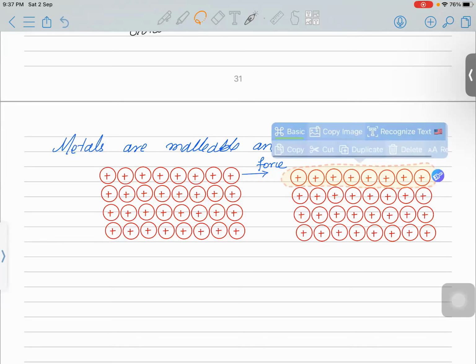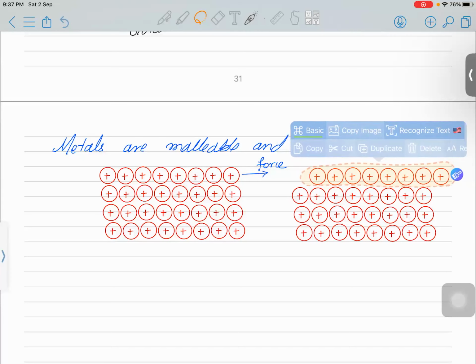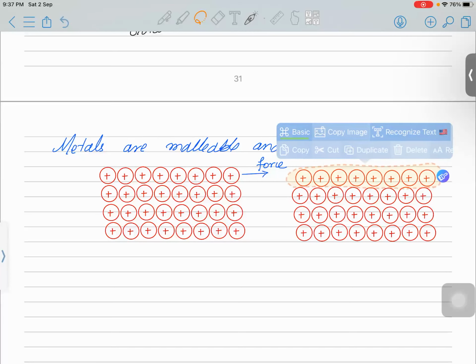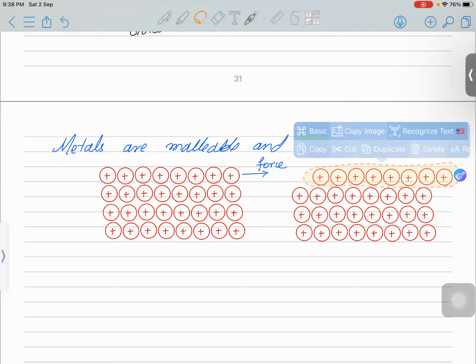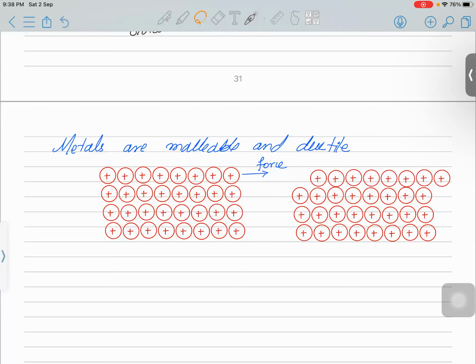Sir, how does it move? Look at the layer. When you apply force, the layer moves. That's why metals are ductile and malleable. You know that they have layers of positive ions. So positive ions can slide over one another and take different positions, right?